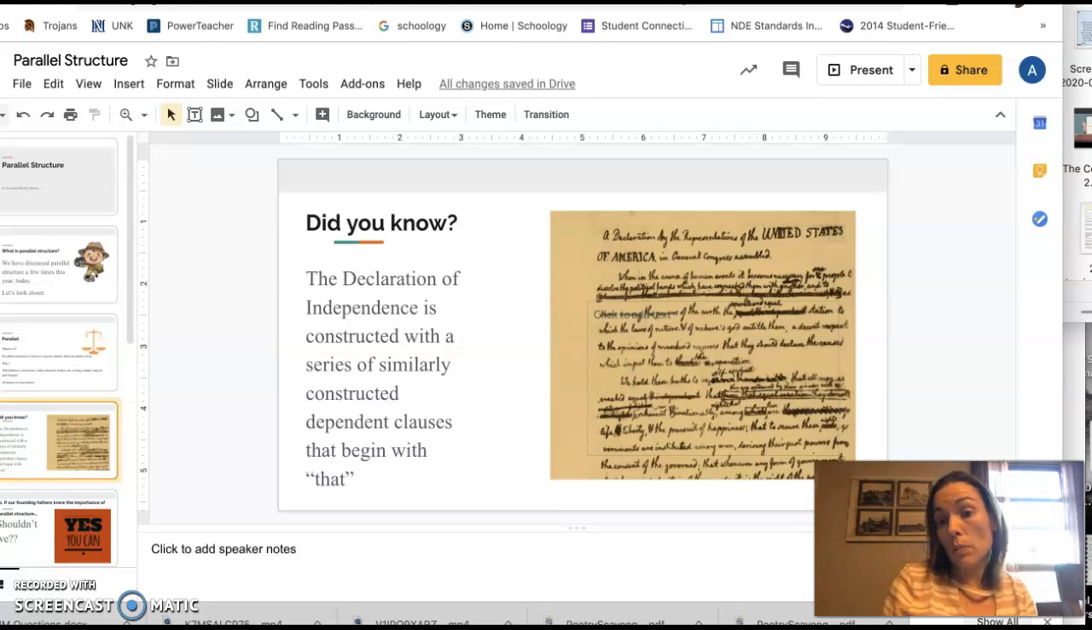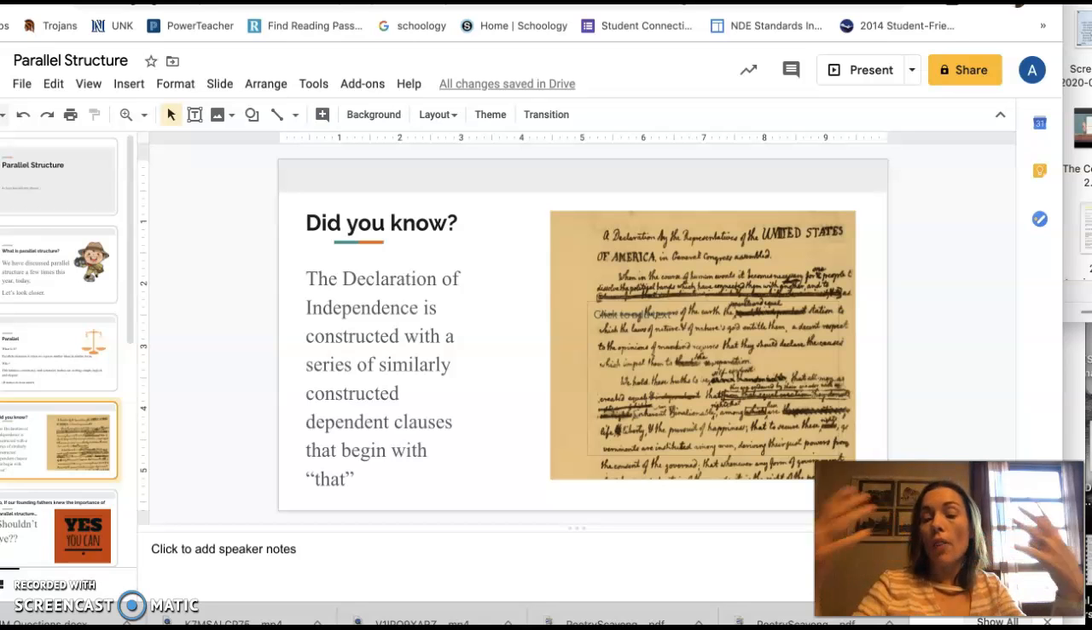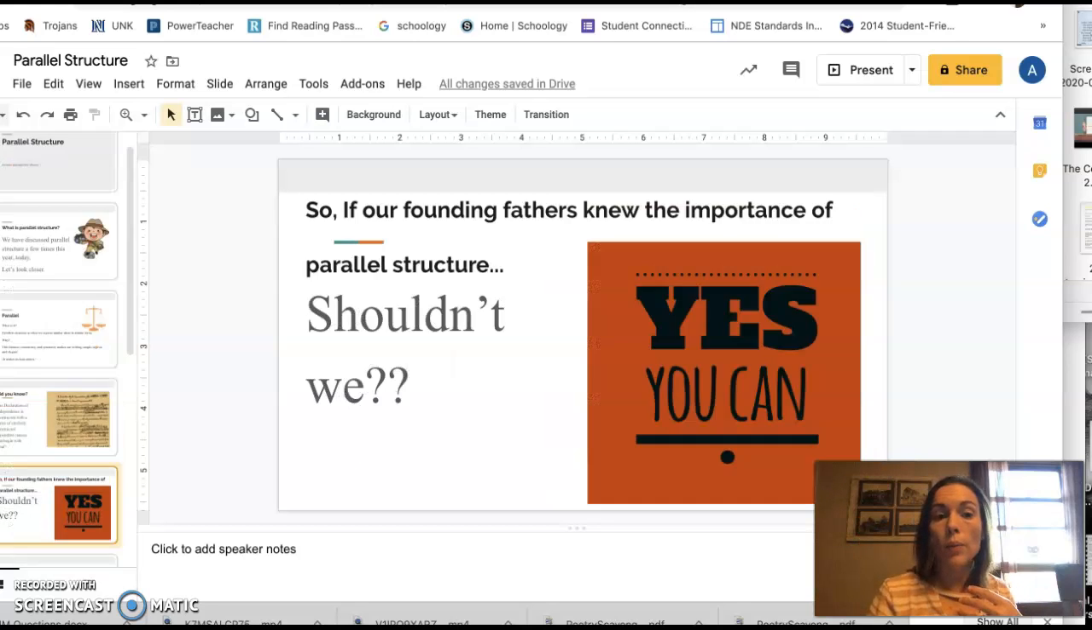And some of the smartest people to do this were our founding fathers. If you look at the Declaration of Independence, it is constructed with a series of similarly constructed dependent clauses that begin with "that." They started their phrases with the word "that," but they kept them all in parallel structure, that symmetry, all the same. And that's how we want our writing to look. So if our founding fathers knew the importance of parallel structure, shouldn't we?